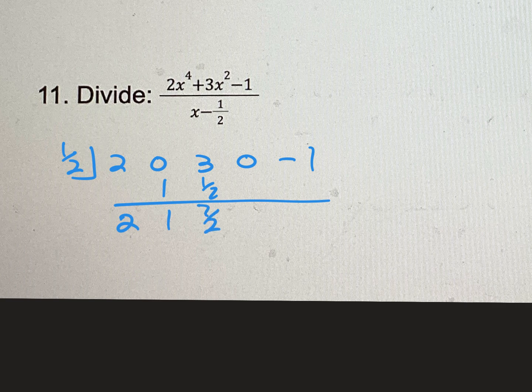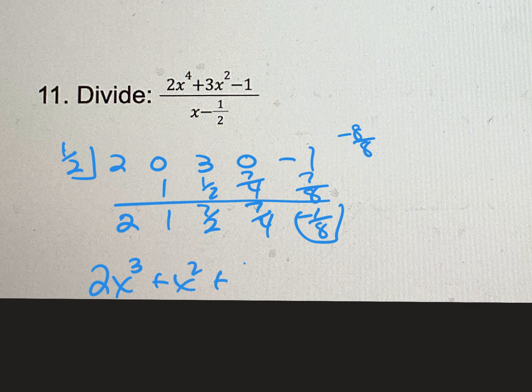When I multiply 1/2 times that 7/2, you just multiply the numerators, which is 7. Multiply the denominators, which is 4. Add those up. Same thing. Multiply the numerators. Multiply the denominators. Now, negative 1 is really negative 8/8. Plus 7/8 is negative 1/8. That's my remainder. So don't forget to write your answer, your quotient. 2x cubed, 1x squared, 7/2 x, 7/4, and then minus the 1/8 is going to be over what we started with, which is the x minus 1/2. All right, there you have it.